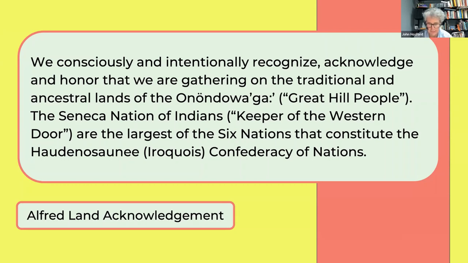Alfred University created this land acknowledgement 2 years ago, and I'm trying to take opportunities to use it and think about it, which hasn't happened frequently in the past 2 years. So that's a New Year's resolution that I'm trying to accomplish.